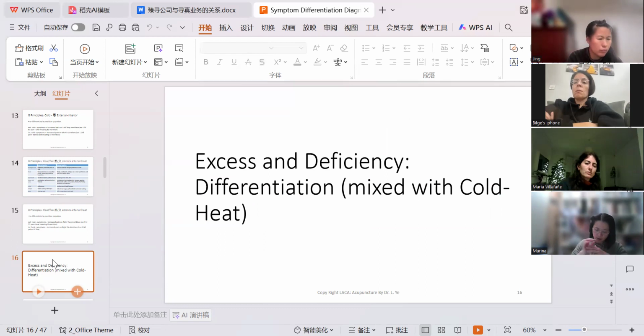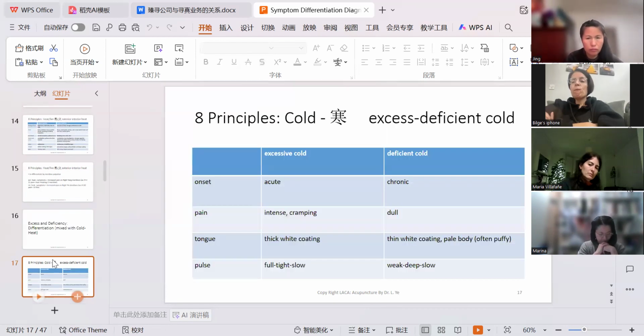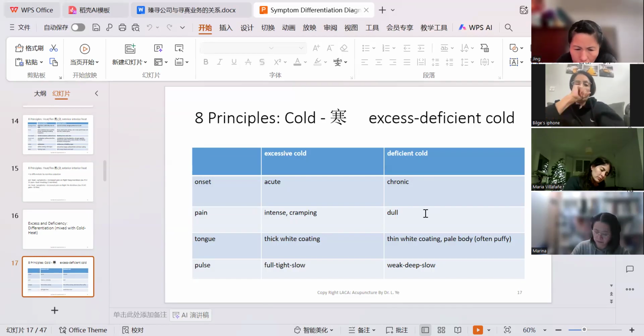So excess and deficiency also need to be looked into, especially in combination with so many different things like excess cold, deficient cold, excess heat, deficient heat. Here, excess cold is more acute, deficient cold is chronic. The difference is that excess cold means it is cold dominated, while deficient cold is yang deficiency dominated. When there's deficiency, the symptom severity will be milder than excess.